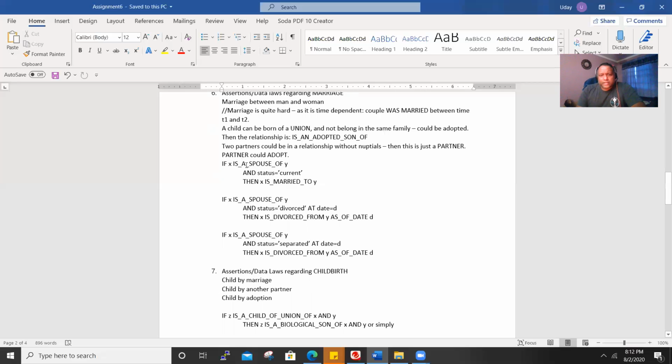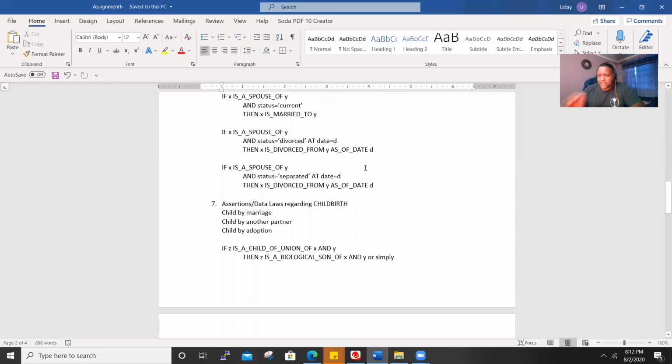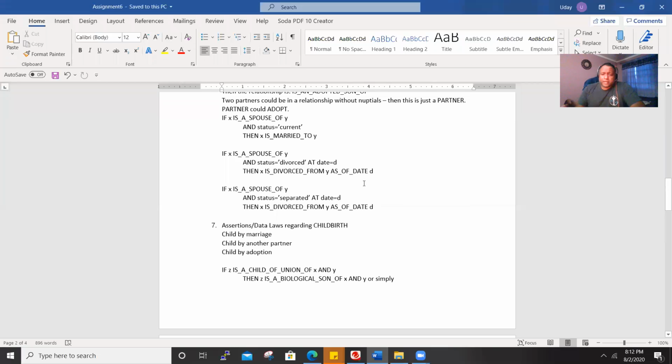So let's look. If X is a spouse of Y and status equal to current, then X is married to Y. If X is spouse of Y and status equal to divorce at date D, then X is divorced from Y as of date D. So it's time dependent. And if status equal to separated at date D, then X is separated from Y as of date D. Now, you may think this is excessive, but it's really practical because we need to know it's time dependent. We need to know the status, and so many laws are there regarding divorces.